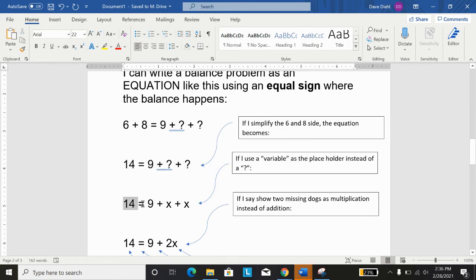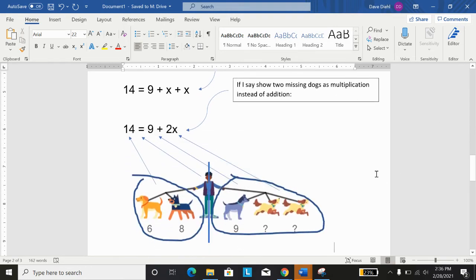That's equivalent to this, which is 14 equals 9 plus x plus x. It could also be written as this, 14 equals 9 plus 2 x's. And you can see down here, here's that original picture. There's the 6 and the 8 together as 14. Here's the person as an equal sign. Here's the 9 on the right-hand side, plus 2 dogs, 2 x's, 2 numbers we don't know.